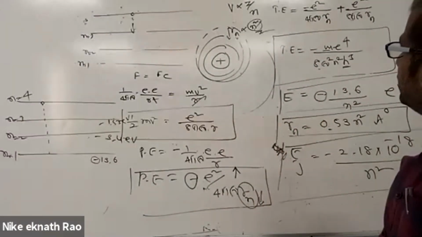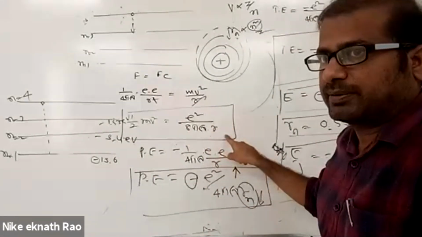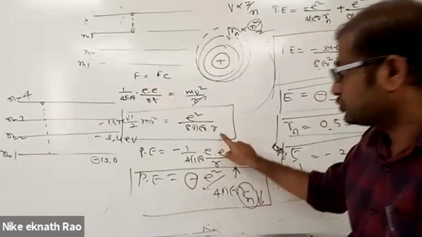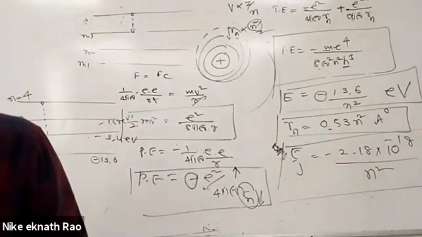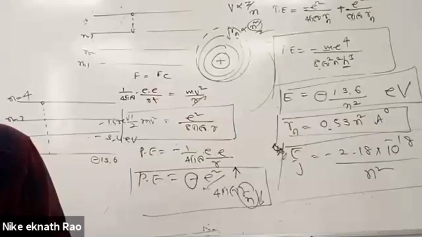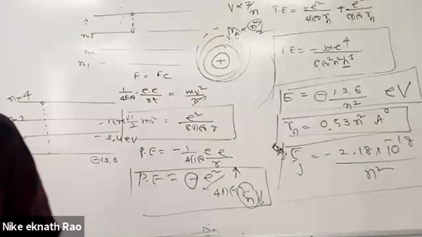Kinetic energy, how much do we get? Kinetic energy is equal to e square by 8 pi epsilon naught r. And potential energy, how much? Of course, you have to substitute the value of Rn. What is the Rn value? Rn is n square h square epsilon naught by pi m z square.